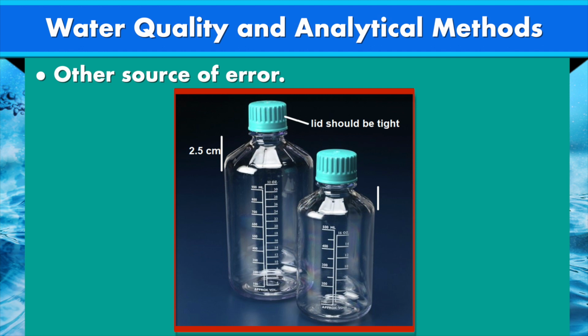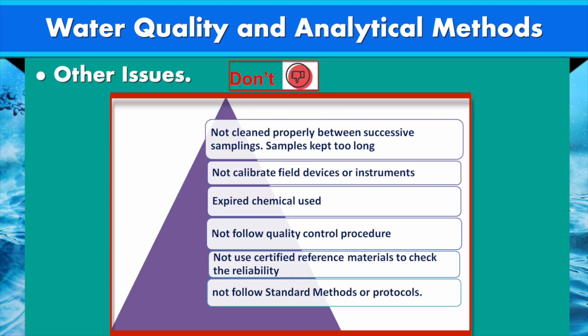Problems may also arise if an air space of at least 2.5 cm between the surface of the liquid and the container lid is not maintained. It helps to produce a homogeneous sample for laboratory analysis. Also, not carefully closing all containers tightly after sampling is a mistake. Besides, bottles will not break after refrigeration. Many times, the sampling equipment is not cleaned properly between successive samplings. Samples should not be kept too long.